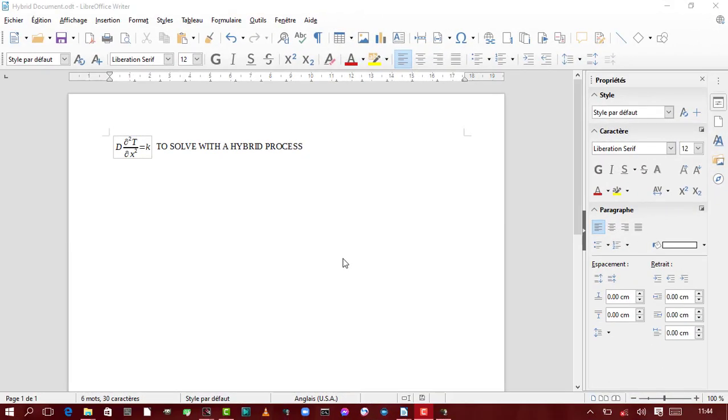Is this one. So we want to solve this with a hybrid process. And in the first video of this workshop I told you that what we call a hybrid process is just the combination of a forward modeling of this one with inverse modeling. The forward step is just about to take this one and obtain some value of the temperature at some point in the body you're studying, okay?